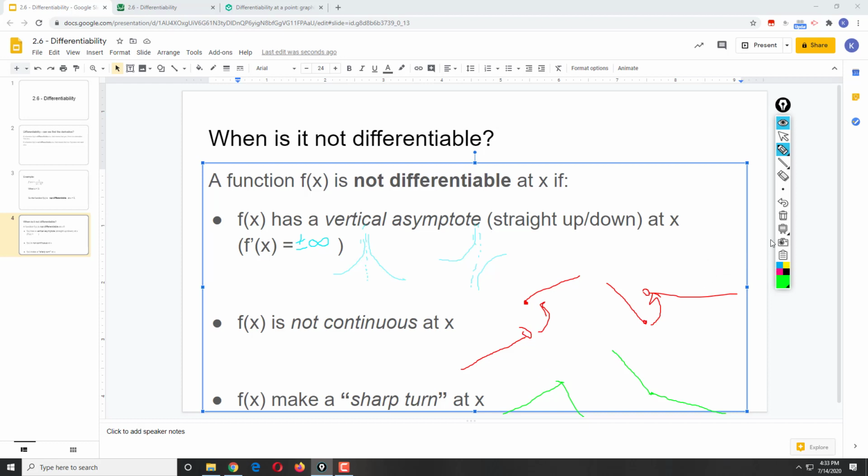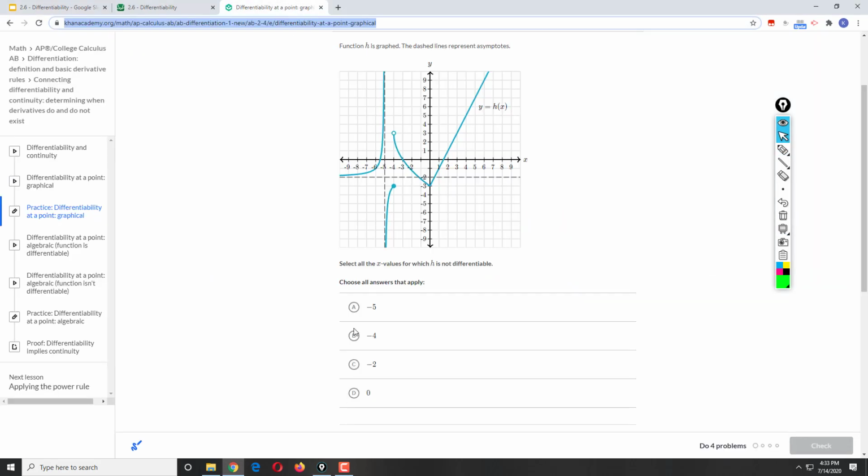Let's look at some more examples. Khan Academy has good examples for this. So here's Khan Academy. Khan Academy gives us a graph. It asks us to select all the x values for which f is not differentiable. Choose all answers that apply. So they're giving us choices. Let's check each of them individually.